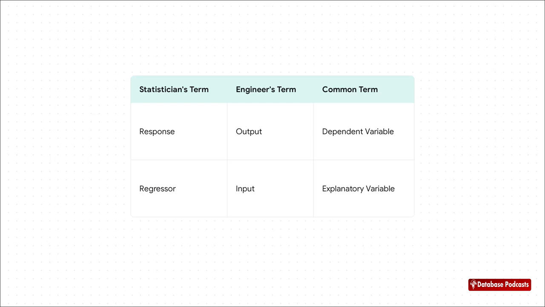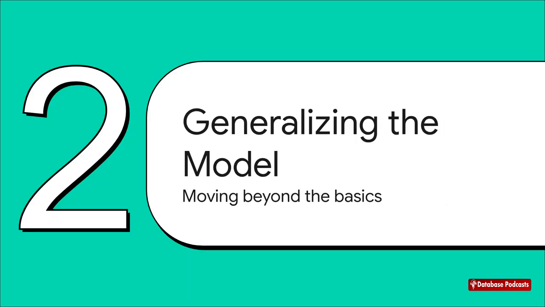Now, this is something that can definitely get confusing. Depending on who you're talking to, an engineer, a statistician, they'll use different words for the exact same concepts. But don't let it trip you up. It all boils down to the same thing: the variable we're trying to predict and the variables we're using to predict it. Okay, so that basic idea of regression is great, but it has its limits, right? Let's talk about how we can move beyond that into something way more powerful and flexible.